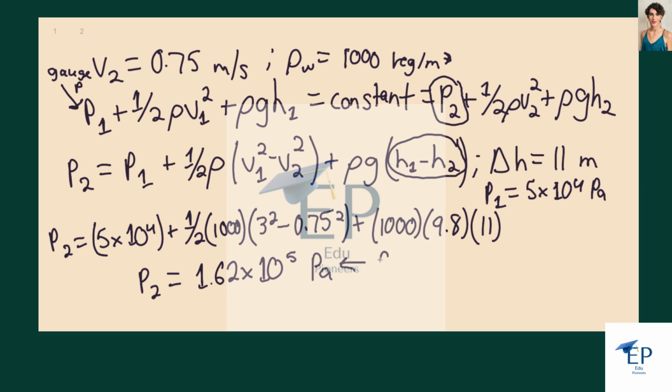So this would be the gauge pressure in the second section of the pipe.